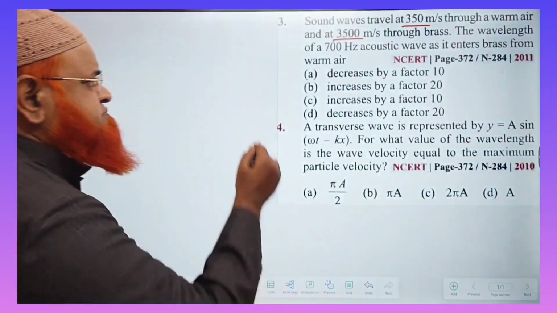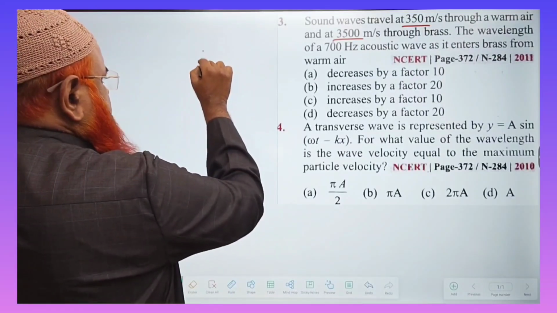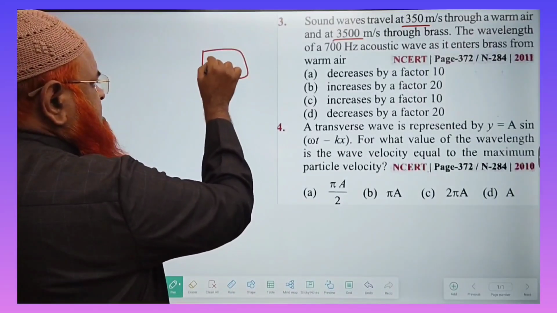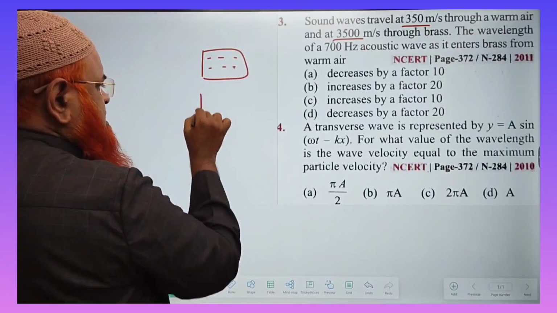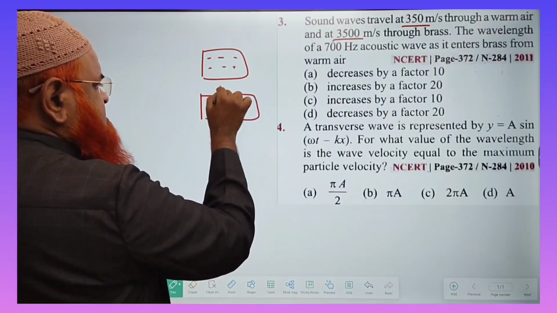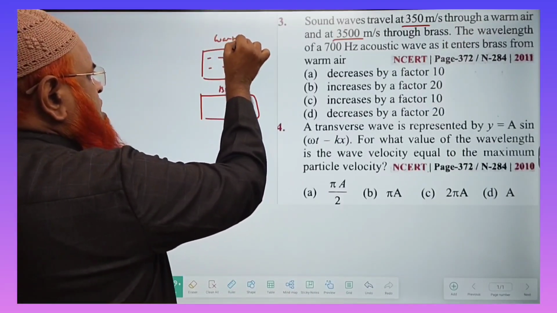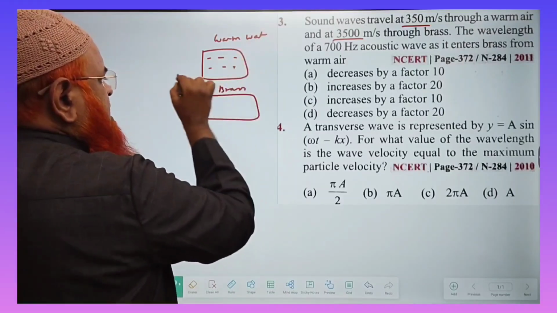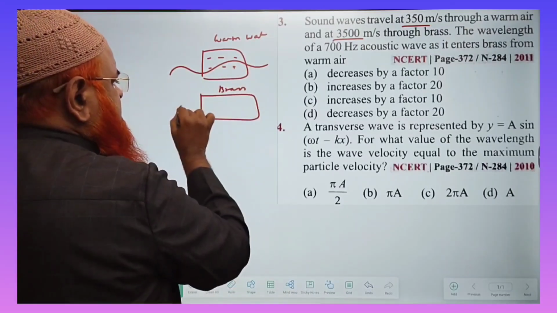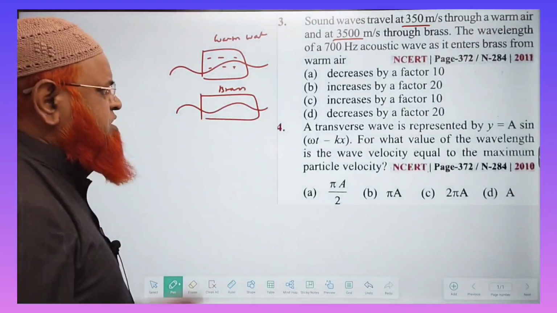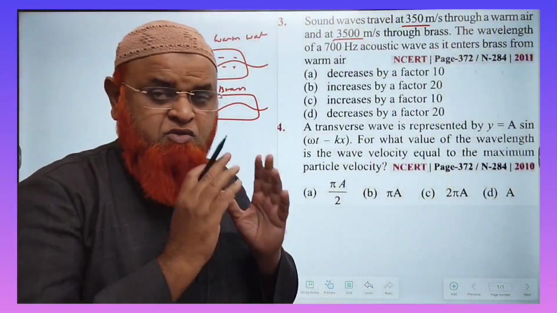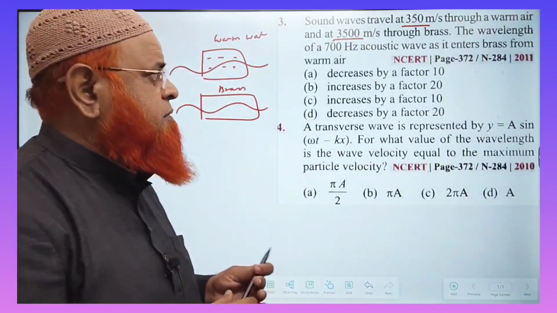Now let us see here. For example, you are taking one medium here. Let us take this as warm water, and let us take this as brass. This is brass, this is warm water. And here waves are traveling through two mediums, we can say.